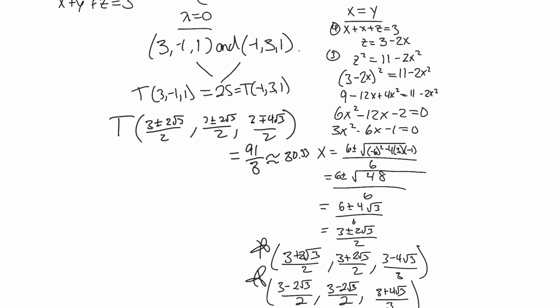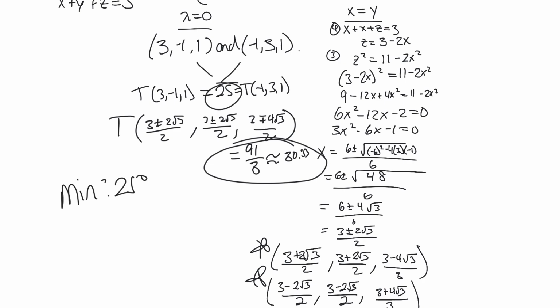So under these two constraints, we end up finding both the min of 25 degrees, whatever the temperature is, and the max of 30.33 degrees. And that's kind of all for this. So I will leave you to work on your web assigns and look at the problems there and practice.